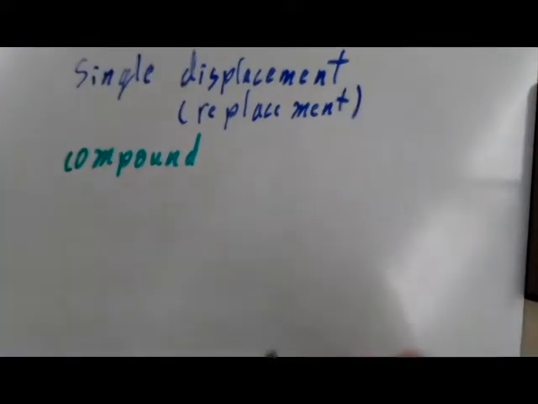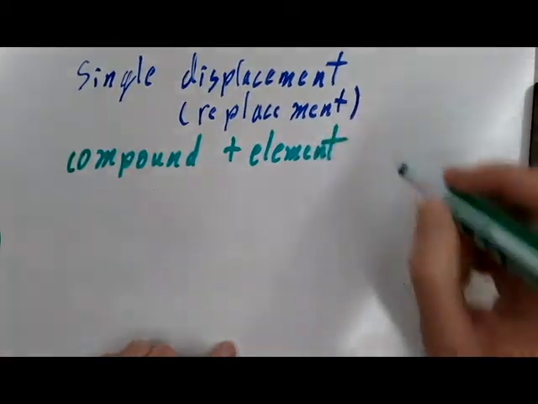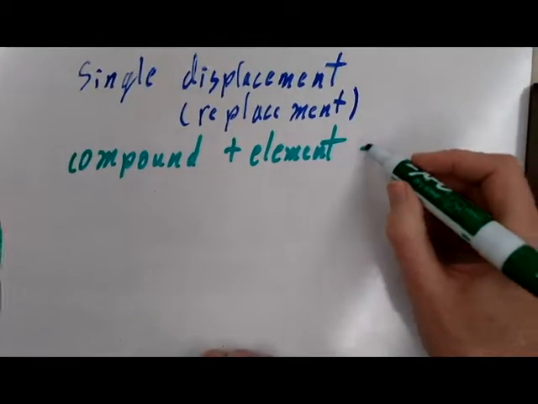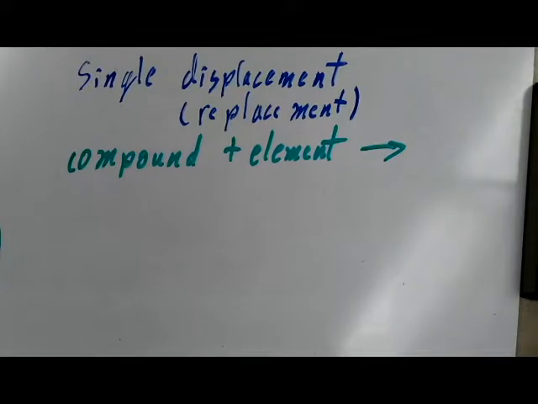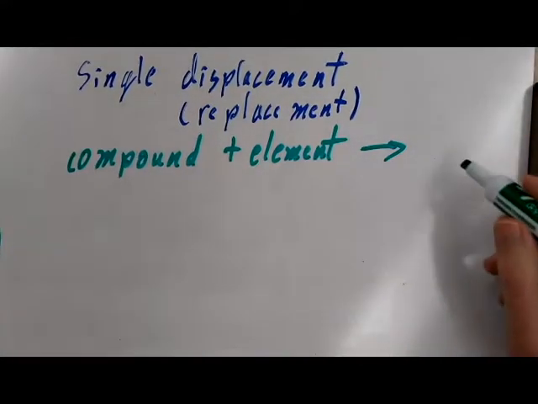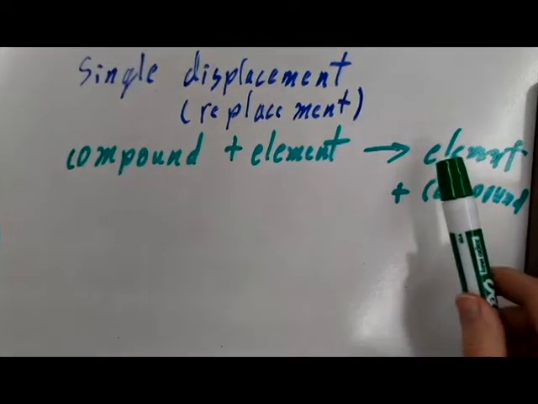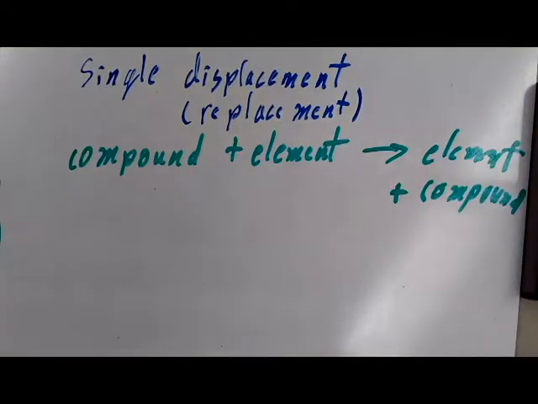And we add an element to it, and we get a compound and an element again. So it'll come out, let's say, element plus compound. Okay, so we start out with a compound and an element, and we end up with an element and a compound. So that doesn't really sound at first glance like anything's really happening, but let's take a look at an example here to actually get a concrete grasp on what could really happen.